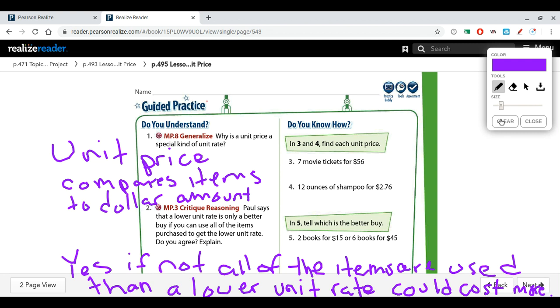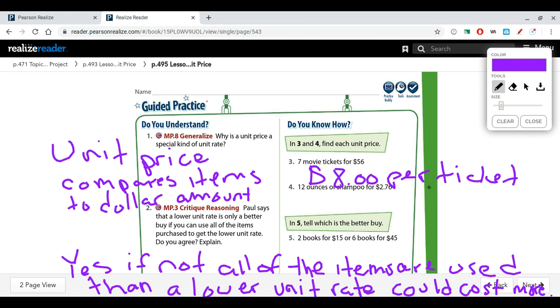All right, so we're going to find the unit price. 7 movie tickets for $56. So the cost of one movie ticket: how many times does 7 go into 56? Well, 7 goes into 56 8 times. So the cost of one movie ticket is $8. Okay, so it's $8 per ticket. I'm going to go ahead and keep using that rate language. So the cost of one ticket is $8 per ticket.